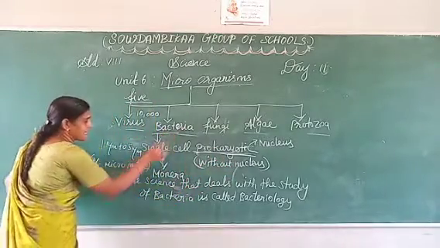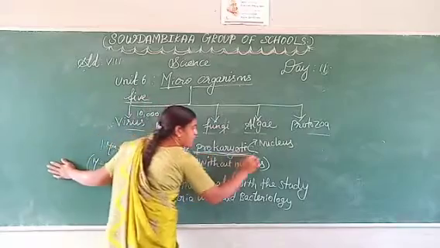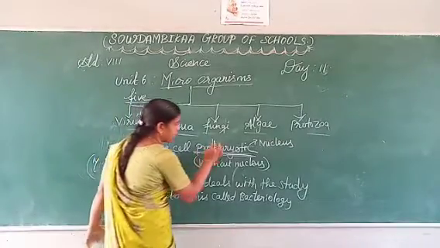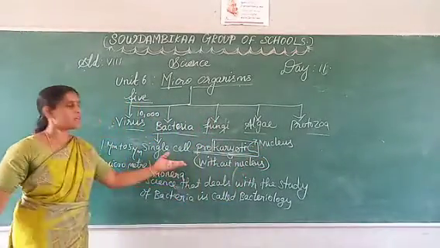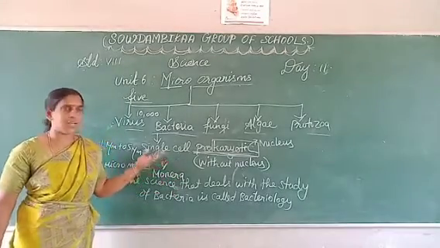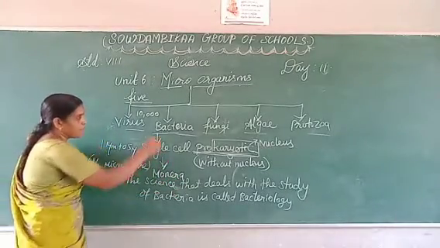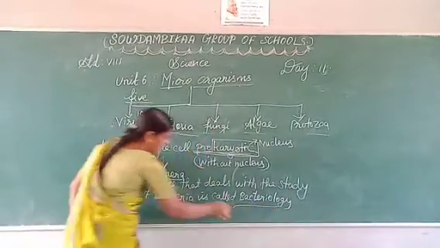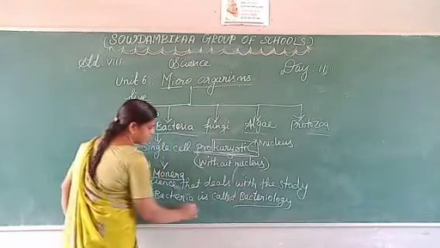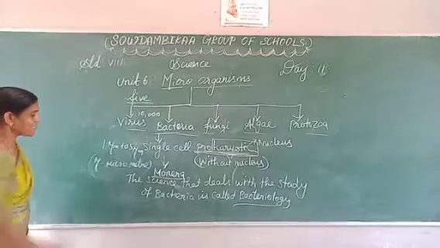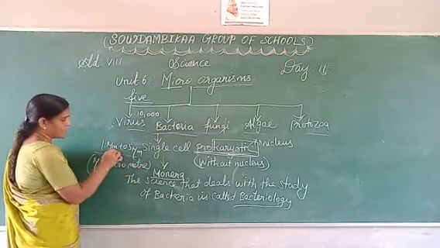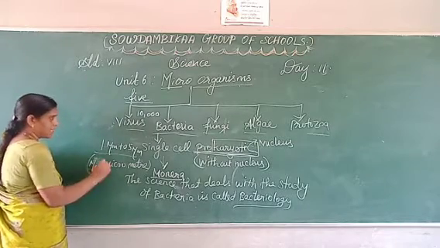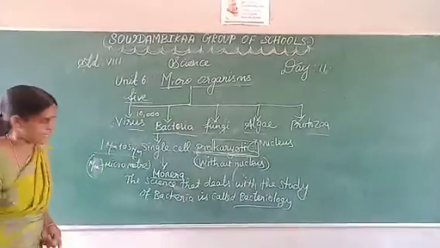So the bacteria is single celled prokaryotic. What does prokaryotic mean? Without a nucleus. Pro means not well developed, or without nucleus. The bacteria comes under the kingdom Monera. What does bacteriology mean? The science that deals with the study of bacteria is called bacteriology. The size range of bacteria is 1 micrometer to 5 micrometer. Yes, all are clear about this one? Next.